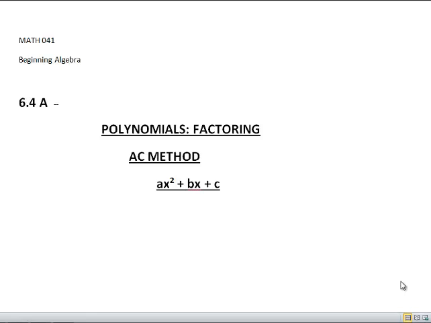Today we're going to talk about section 6.4, again factoring polynomials, because that's what we're going to be doing this whole chapter. Factoring polynomials, we're going to talk about the AC method.